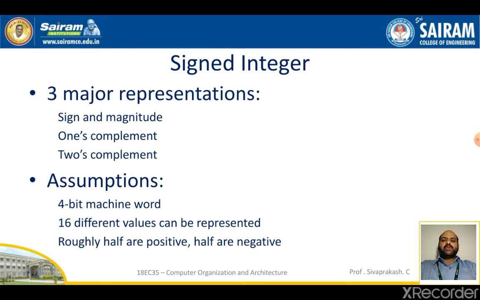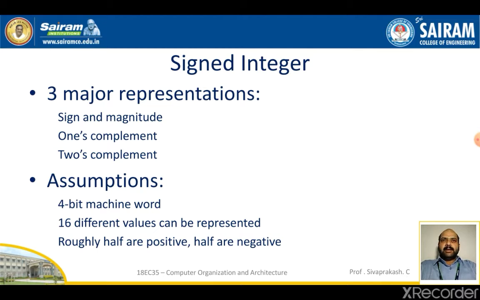Actually, we are going to assume a 4-bit machine word, which consists of 4 bits of data, from 0000 to 1111, so that we have 16 different values that can be represented with 4-bit data. Roughly we can have half positive numbers and half negative numbers over here. So let's see how we are going to represent positive numbers and negative numbers.